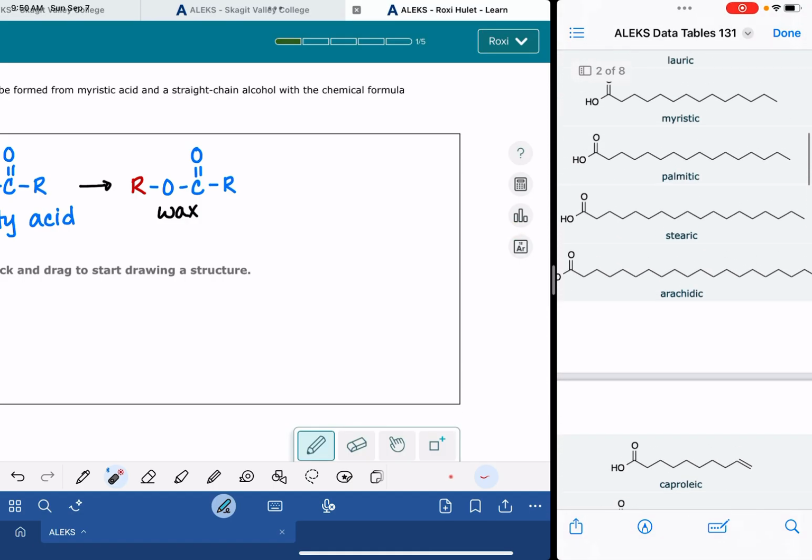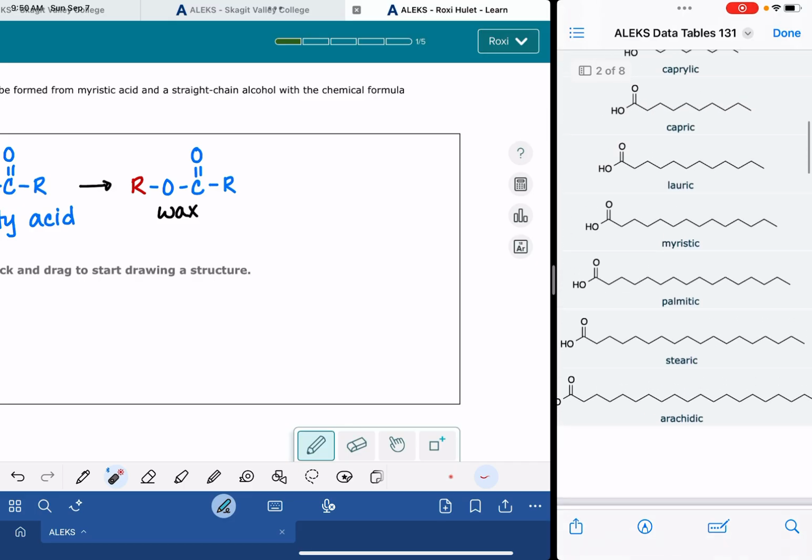Now, I definitely encourage you to always go to ALEKS' data tables for problems like this. The internet is full of all kinds of incorrect information. So going straight to the source is going to help you get this problem right on the first try.